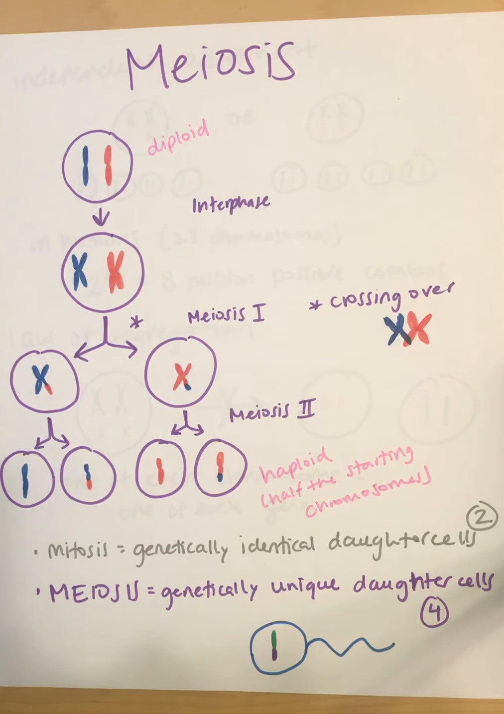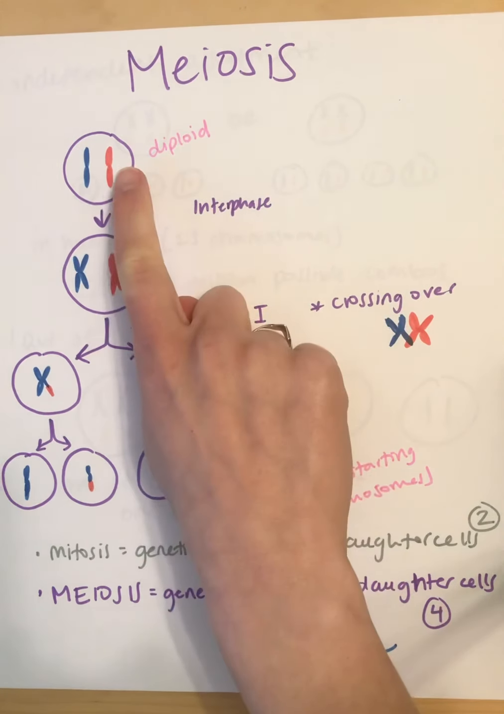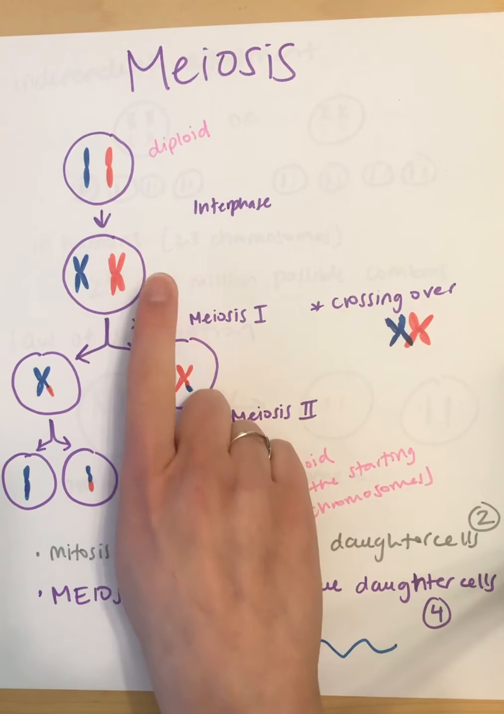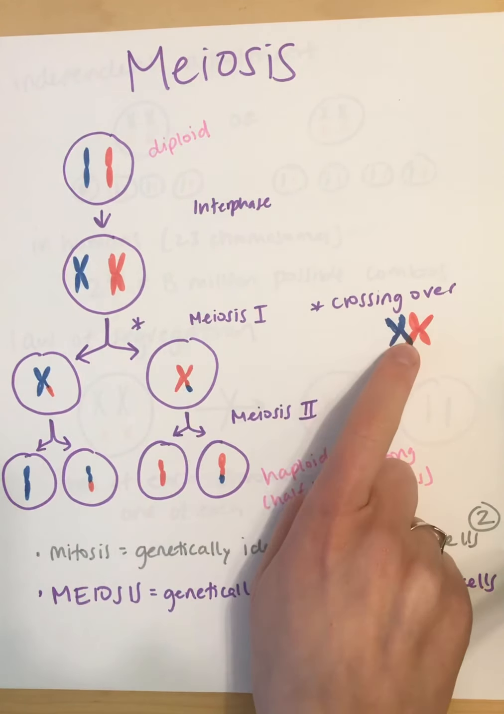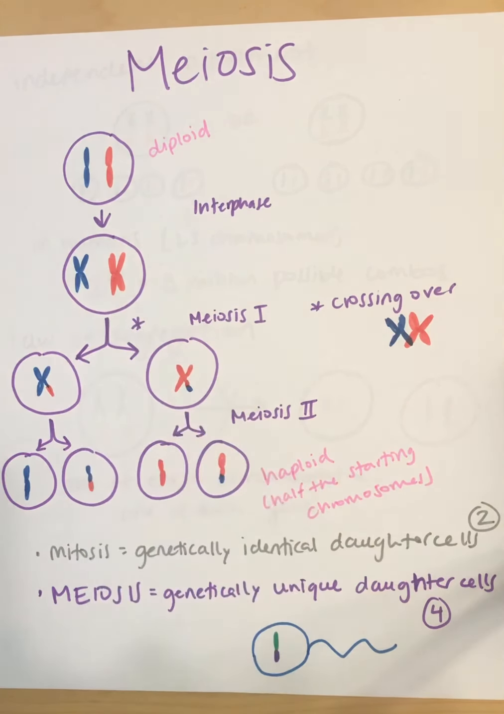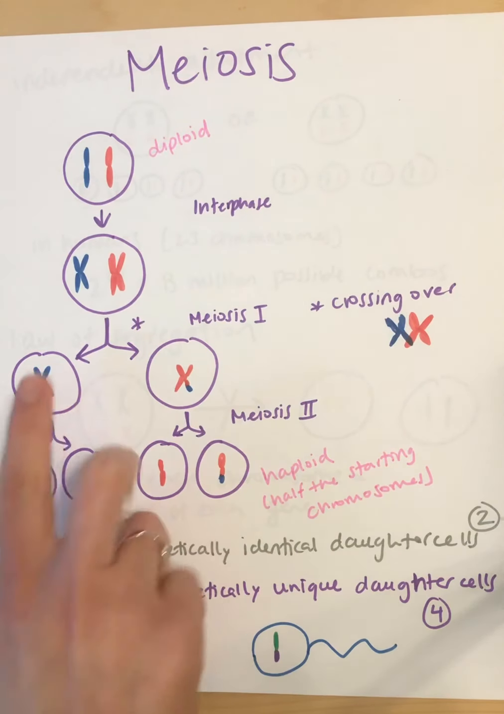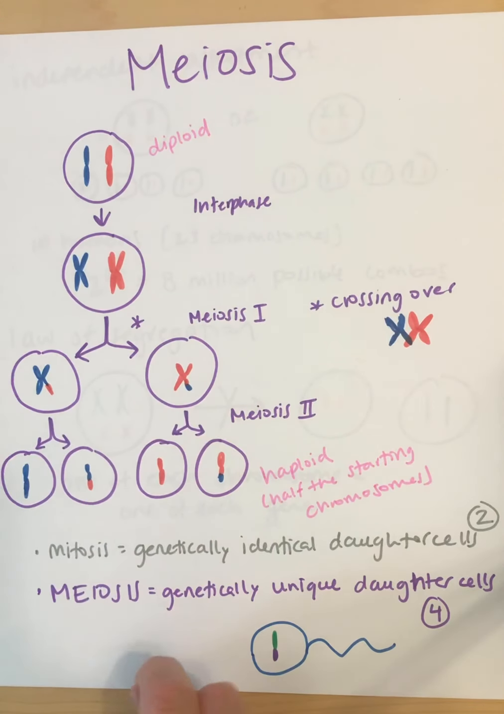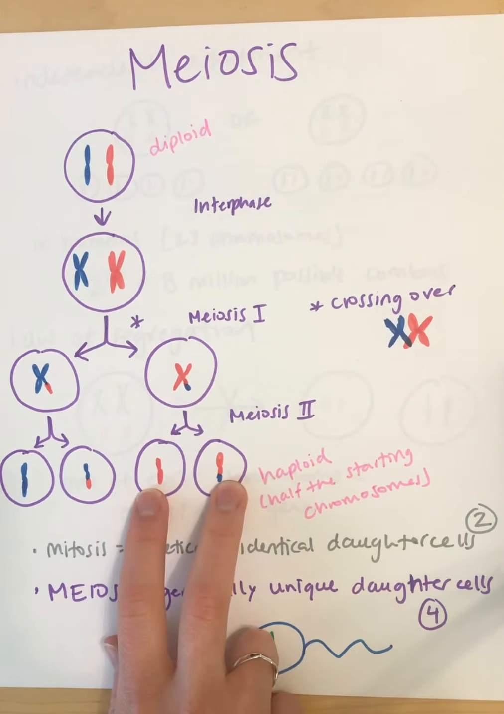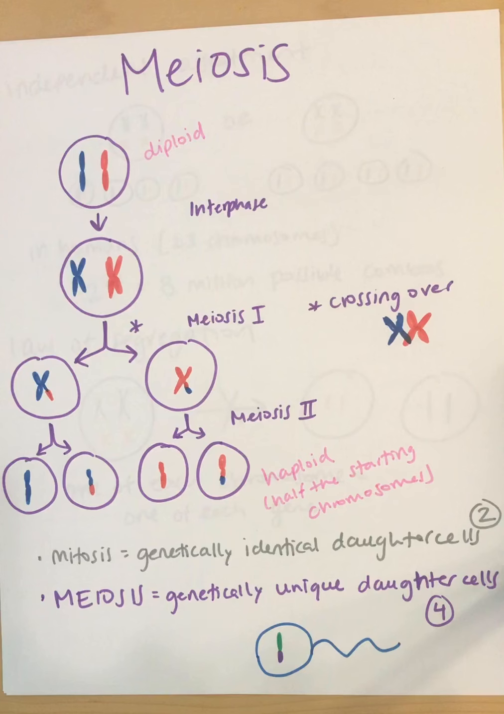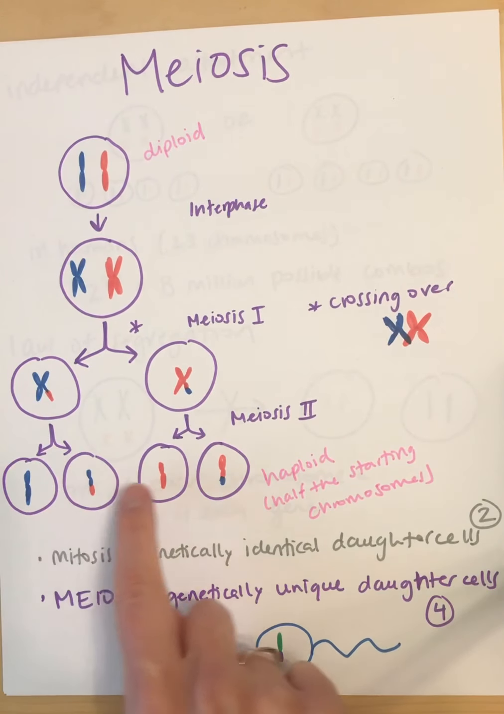I have here drawn a very oversimplified version of what happens in meiosis. You'll notice we start with a diploid cell. During interphase, the DNA replicates. Then, during meiosis 1, crossing over occurs where the genetic material from the paternal side and the maternal side mix together, and homologous chromosomes separate. Then in meiosis 2, sister chromatids separate. So we end up with haploid cells that have half of the starting number of chromosomes, and they are unique from each other.